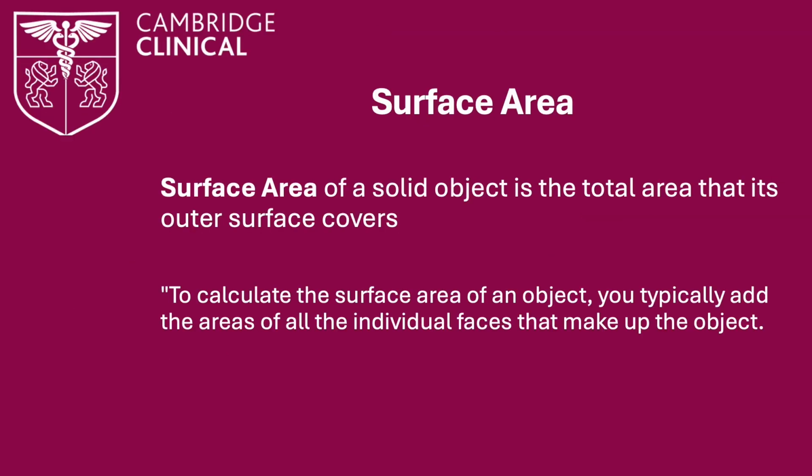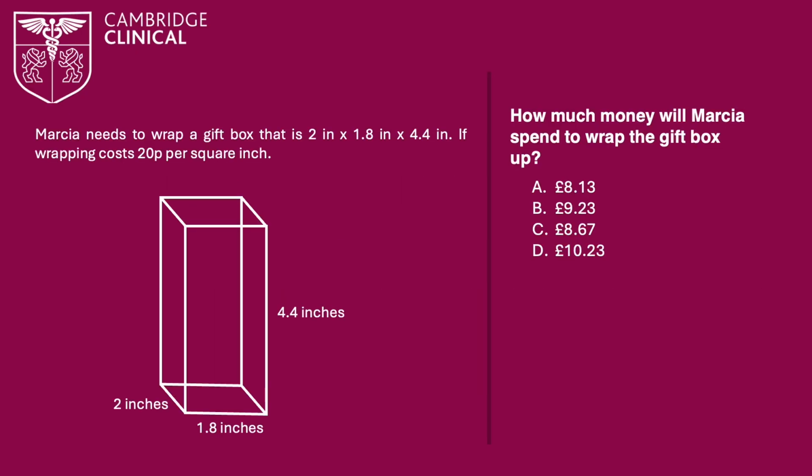To calculate the surface area of an object, you typically add the areas of all individual faces that make up the object. Let's test out this concept with this practice question. Pause the video here, and when you're ready, press play to resume.